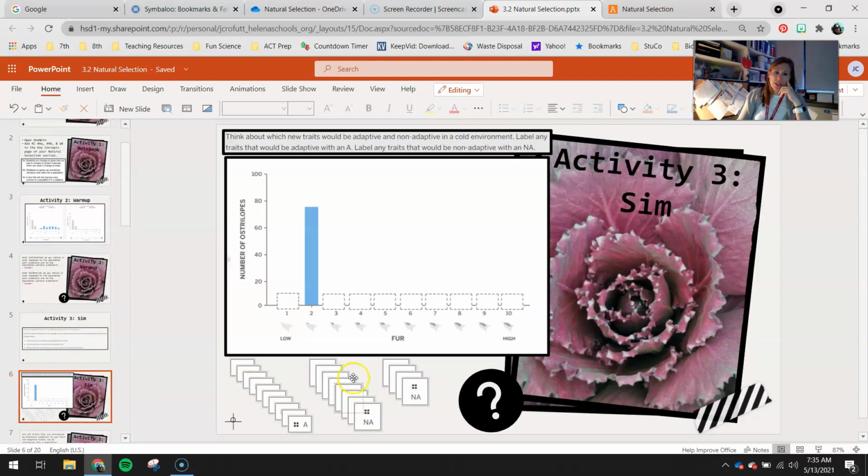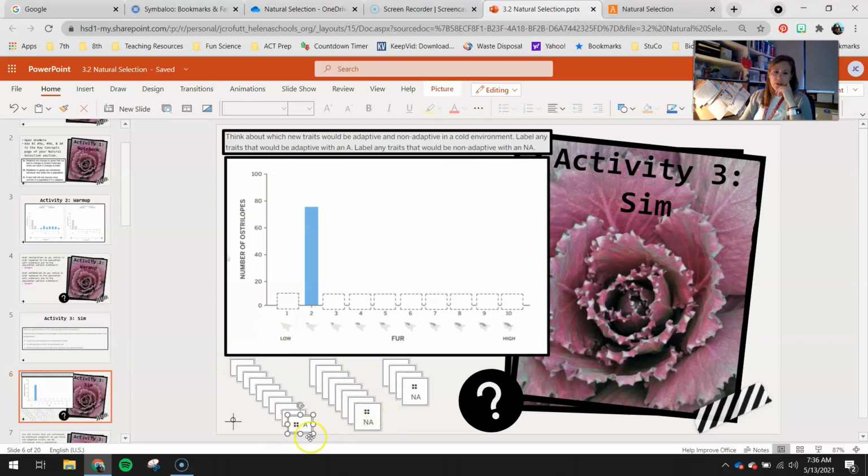Okay, so here's the histogram you guys are looking at here. Think about which new traits would be adaptive and non-adaptive in a cold environment. Label any traits that would be adaptive with an A. So you guys see these little boxes with the A's. You guys will click and drag them. And then label the ones that you guys think would be adaptive in a cold environment. Remember, 1 is really low, like thin fur. And number 10 is high, thick fur. Okay? And then label the ones that you think are non-adaptive with an NA. So drag an NA to the spot of the ones that you guys think are non-adaptive.